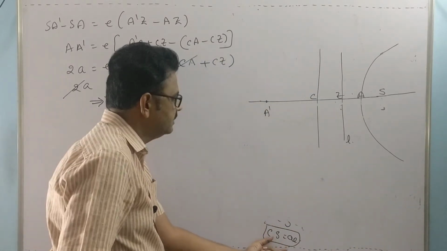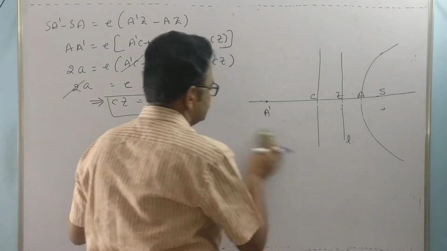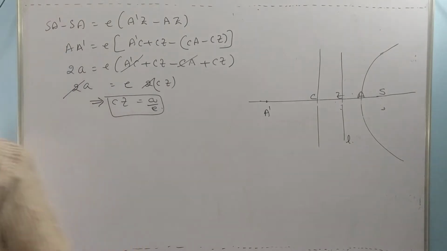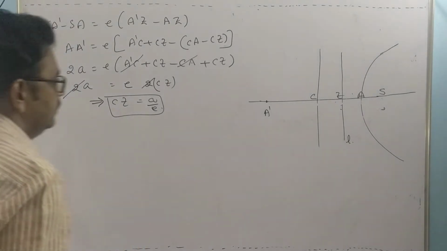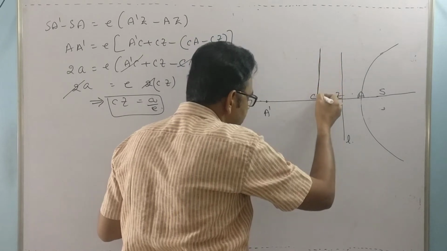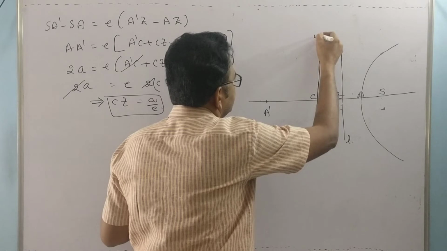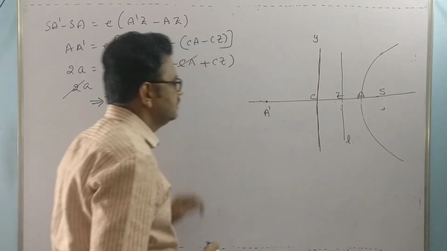CS is equal to what? AE and CZ equal to A by E. Now you can draw a line. You can now only draw this line; before that the line is not there. Now we can draw this line CY, which is parallel to L.